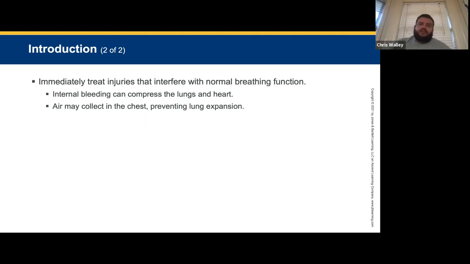You may also have air that collects in the chest and prevents the lungs from expanding, because what it's doing is filling that pleural space. There's a slideshow that's coming up, and it's not letting those lungs fully inhale to their proper size. So then we start to have trouble breathing, and it feels painful because we can't get that full vast of that oxygen.